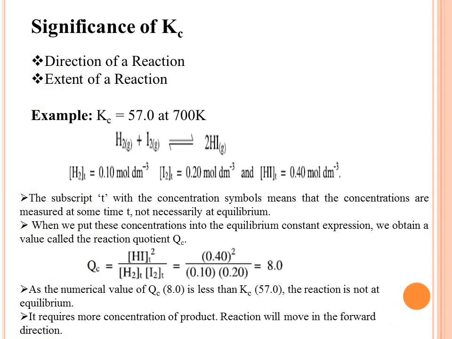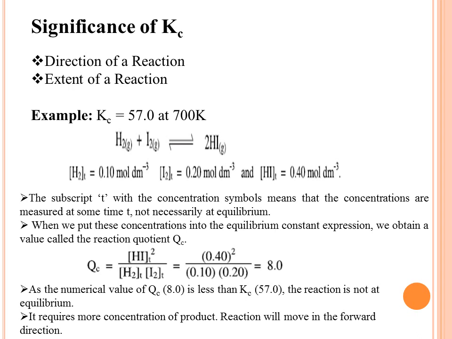To understand the significance of Kc, we should know two terms. What is Kc and what is Qc? I have told you in my previous lectures that Kc stands for the equilibrium constant. We get the value of the equilibrium constant when a reaction achieves equilibrium. So definitely the equilibrium constant is at a particular time at which the reaction achieves equilibrium.